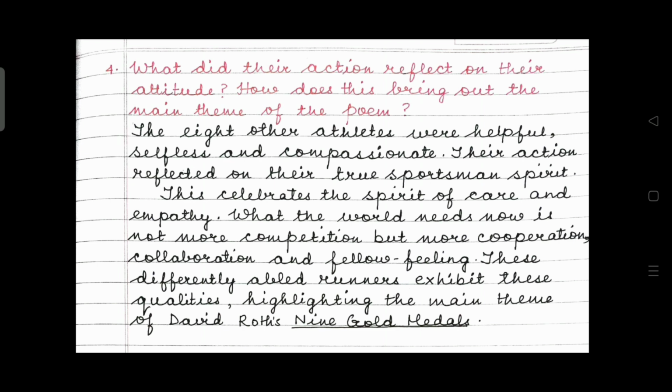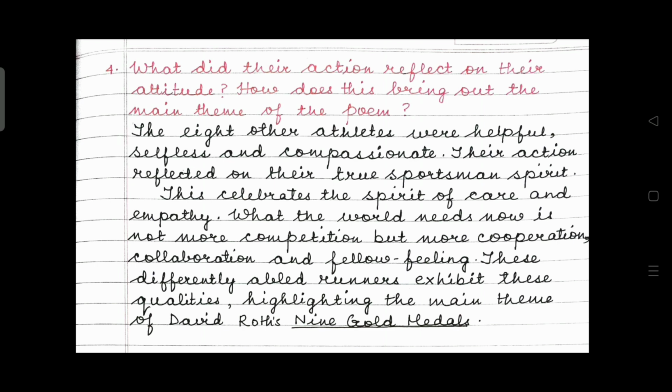What did their action reflect on their attitude? The 8 other athletes were helpful, selfless, and compassionate. Their action reflected their true sportsman spirit. Now, I am not packing all my points in one answer, since there are subparts and I need to be really careful so as to avoid repetition.